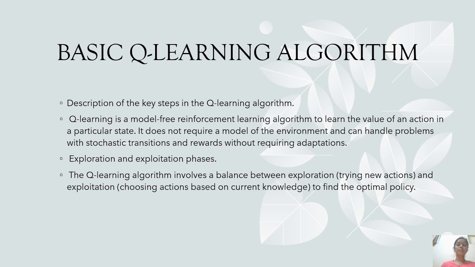Then, basic Q-learning algorithm. Description of the key steps in the Q-learning algorithm. Q-learning is a model-free reinforcement learning algorithm to learn the value of an action in a particular state. It does not require a model of the environment and can handle problems with stochastic transitions and rewards without requiring adaptations.